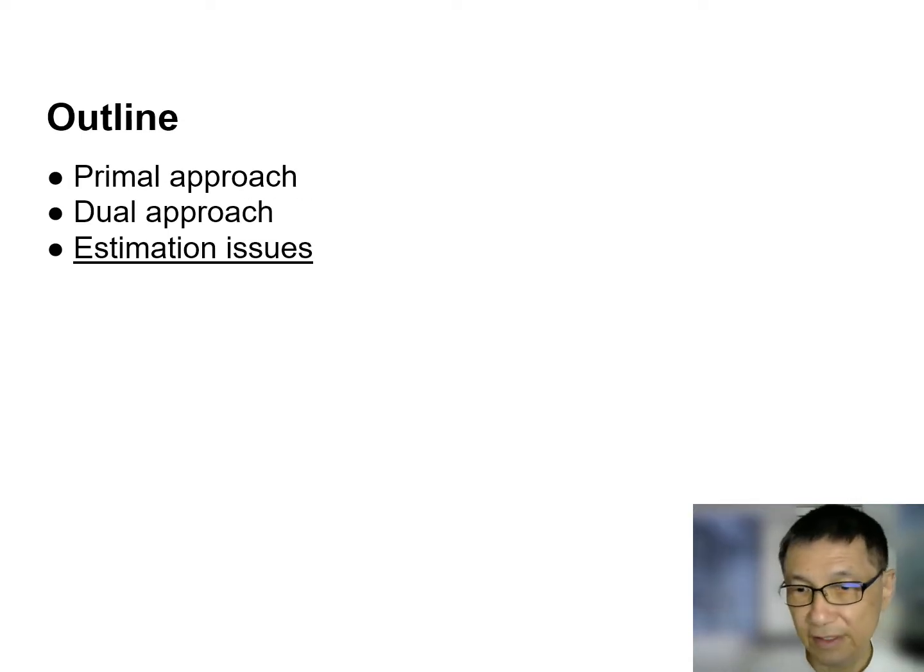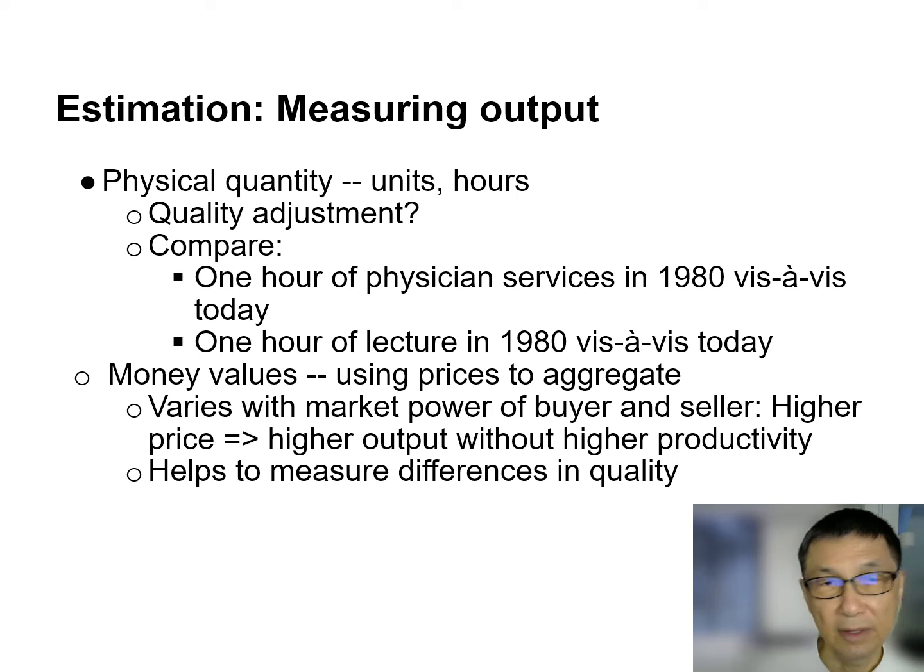Finally, let's discuss some issues in the practical estimation of TFP. The probably biggest set of issues concerns the measurement of output and measurement of inputs. So ideally, both inputs and outputs will be of uniform quality over time. So we just measure the physical quantity in units like hours or weight or flow. But it's not so simple, really.